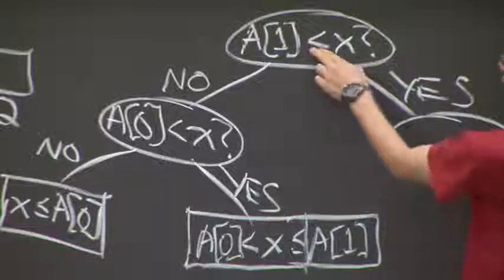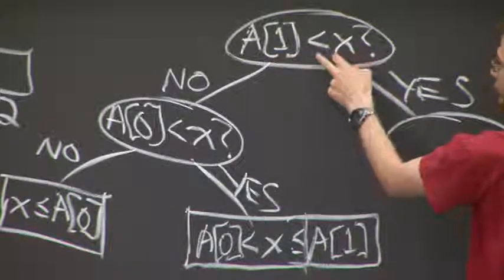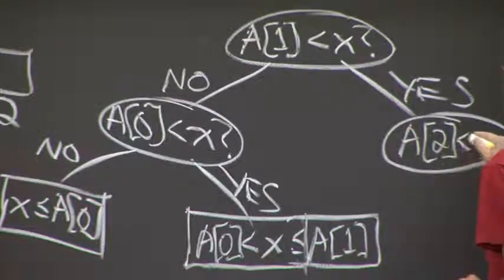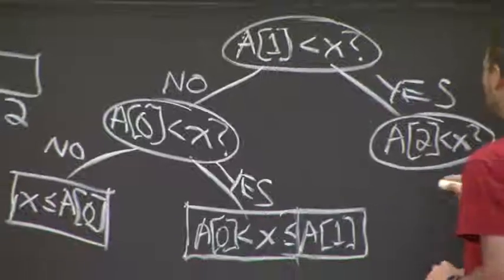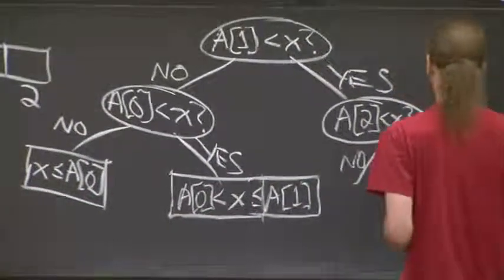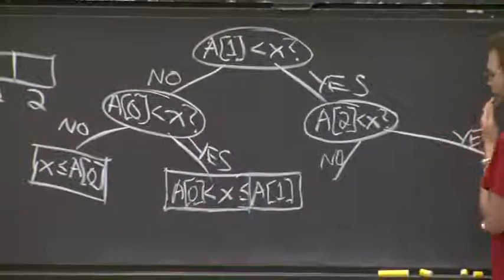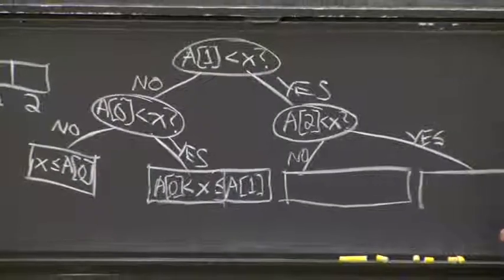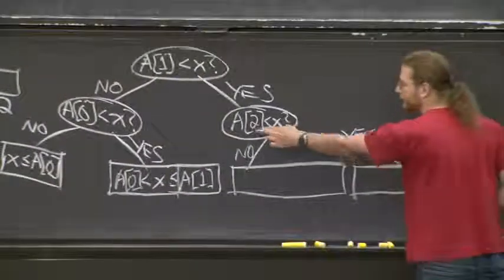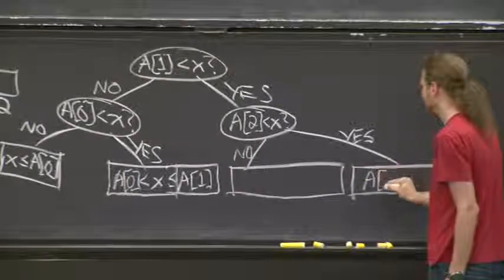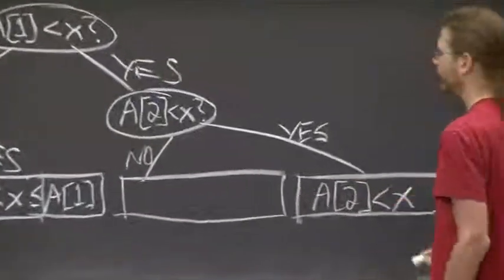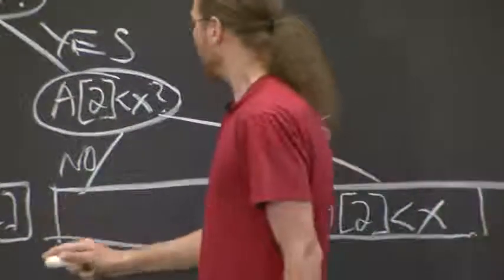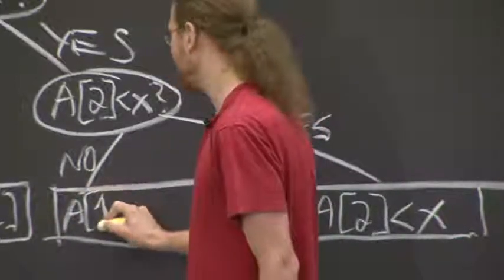Okay, and then if x was to the right of A1, so this is true, then we check x against A2. And the answer is either no or yes. And in the no case, well, I've conveniently laid things out here. So it's sequential. In the yes case, x is bigger than A2, so it's outside the array. It's to the right. That's the answer. And in the other case, it's in between A1 and A2.